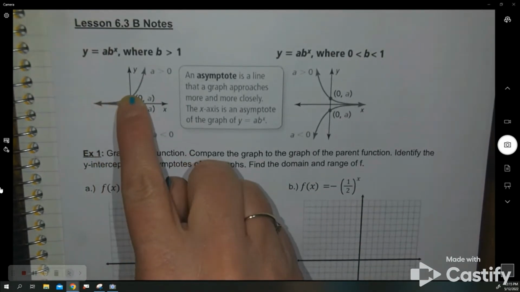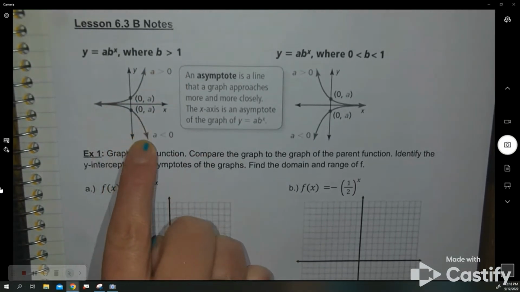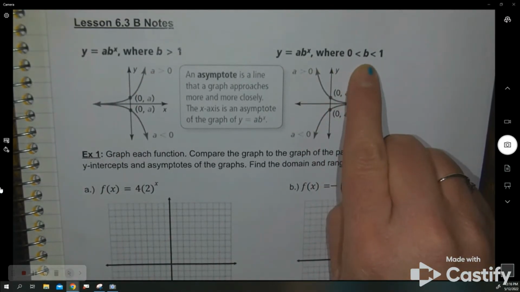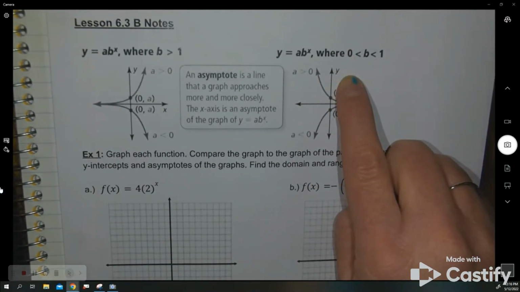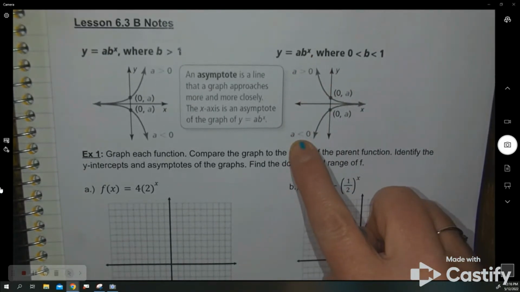The graph up here, if you'll notice, is where a is greater than 0, and b is greater than 1. Down here is when a was less than 0, when b is greater than 1. Over here, we have the same idea, but this time b is greater than 0 but less than 1. So b is a fraction. If a is greater than 0, you're going to have your graph up here. And if a is less than 0, you're going to have your graph down here.